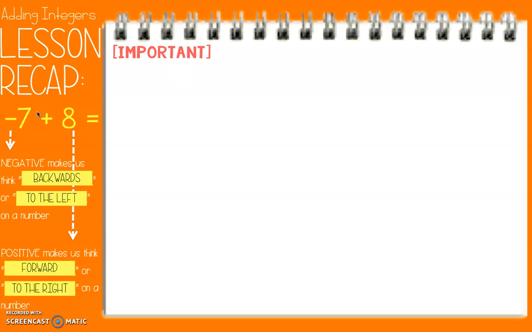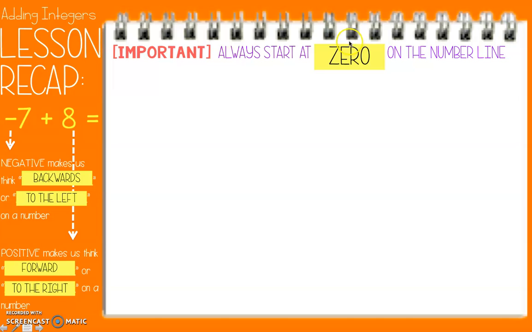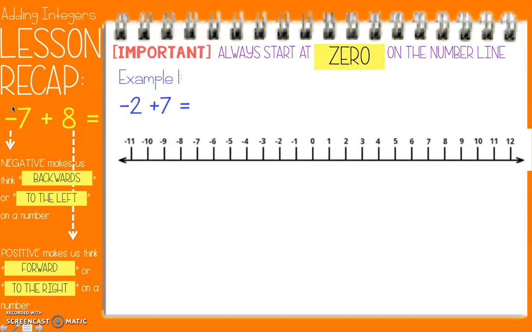Okay. Really important thing is when we're starting our addition problem on the number line, we're always going to start at 0. Okay, we're going to start at 0 and then it'll tell us whether we're going forwards or backwards. So let's take a look at example 1 here.